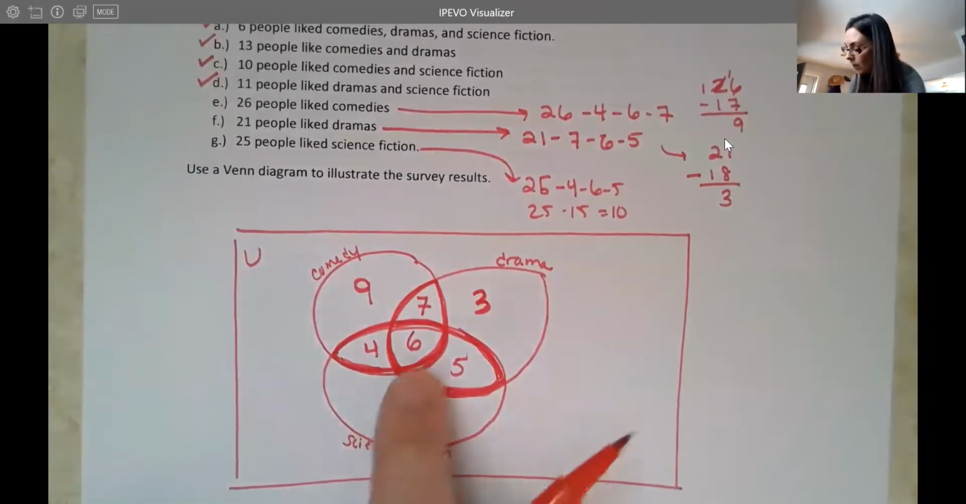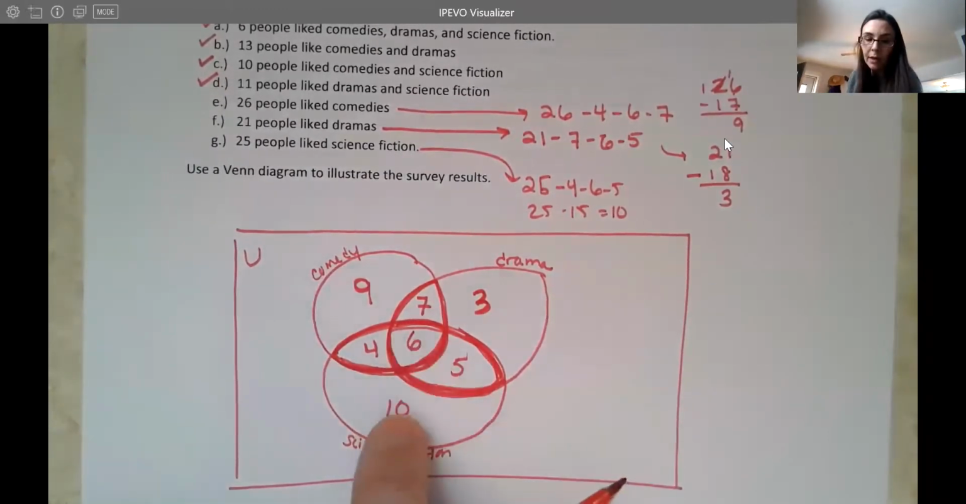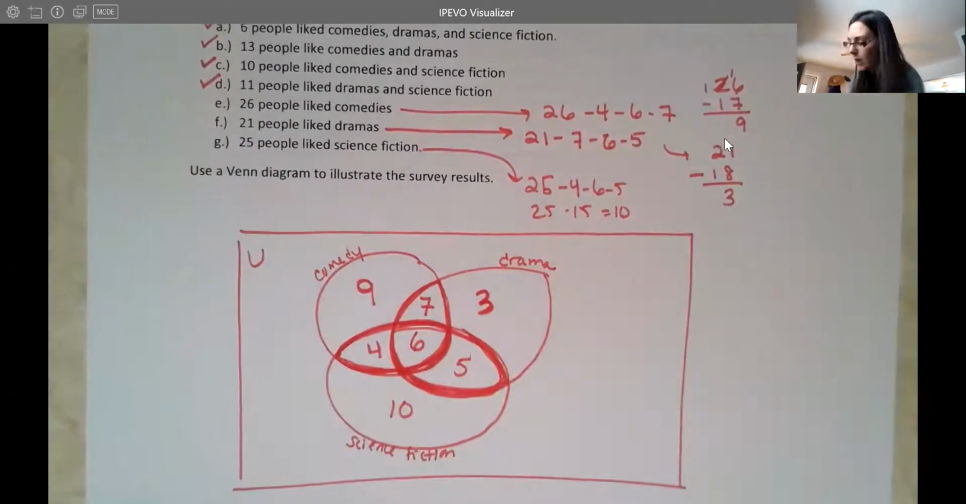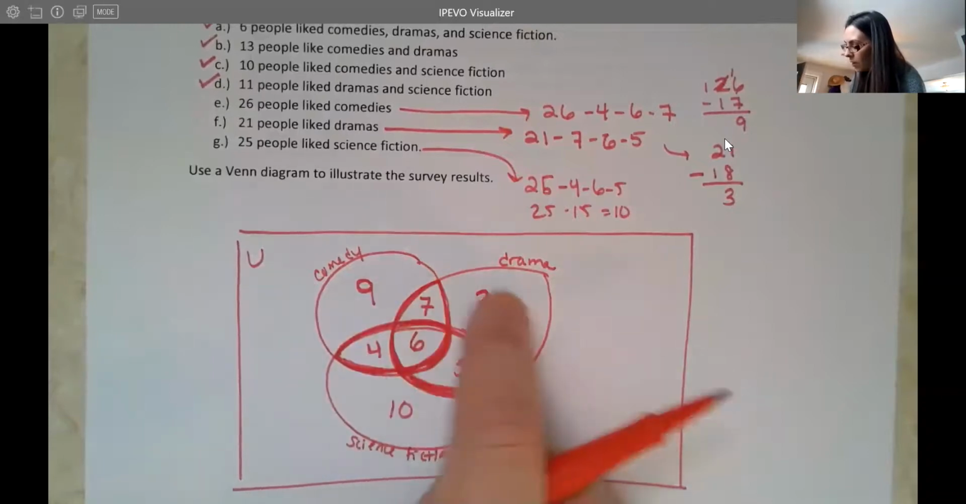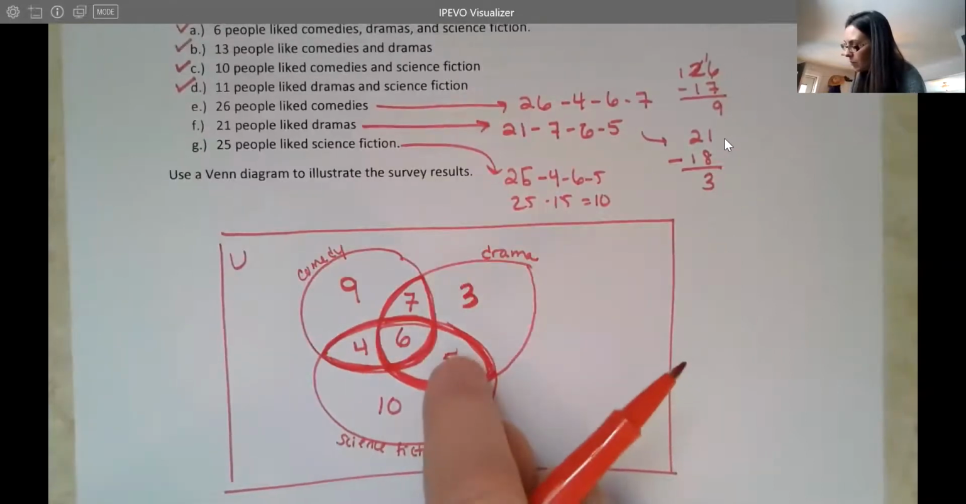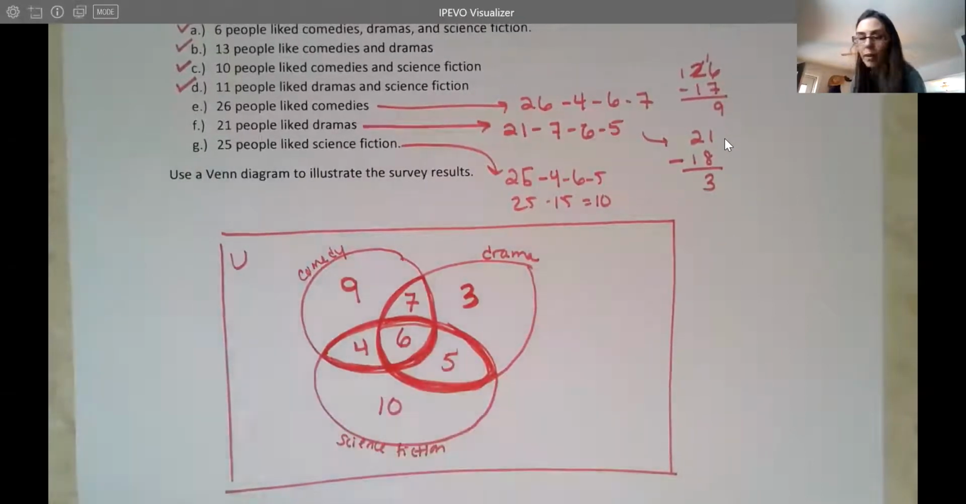So there are 6 people who like all 3. There are 10 people who just like science fiction, 9 who just like comedy, 3 who just like drama. You have 7 people who like comedy and drama, but not science fiction. You have 4 people who like comedy and science fiction, but not drama. And then you have 5 people who like drama and science fiction, but not comedy.